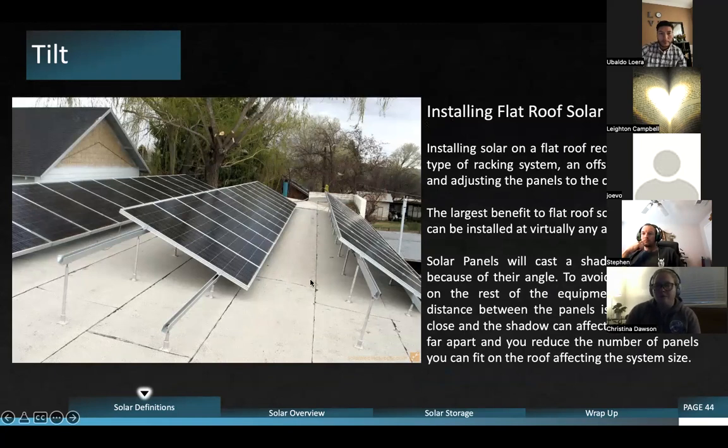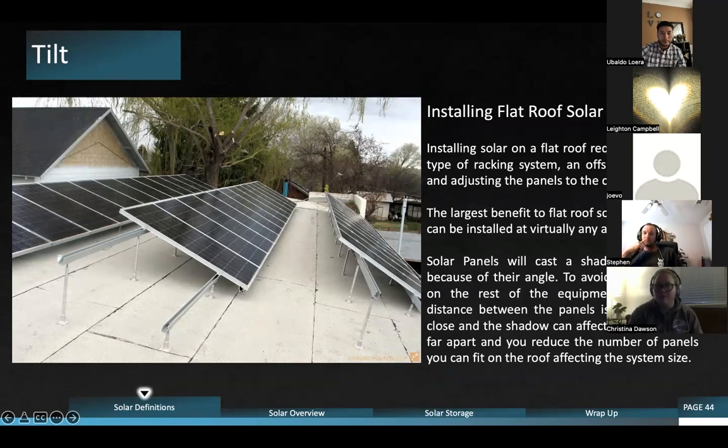Installing solar on a flat roof requires a different type of racking and an offset of at least 3 feet, by adjusting the panels to the correct tilt. The cool part about a flat roof is that we're not restricted to the azimuth, because we're not installing it flush to the roof. The tilt and the azimuth are going to be determined by the roof itself. On a flat roof, we can do basically anything that we need to do.